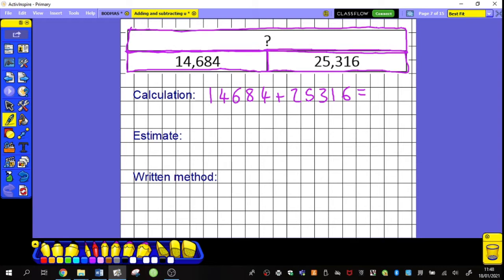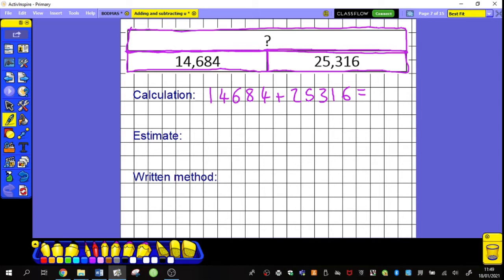Next thing I need to do is estimate my answer. Because when I have solved it, if it's not near my estimation, then I must be wrong. So estimating my answer, I'm going to be rounding both of these numbers to a very easy number that I can do in my head. If I have to use a written method to solve my estimate, then what's the point? I might as well just answer the whole thing, the original calculation. So I'm going to round it to very easy numbers I can do very quickly in my head.